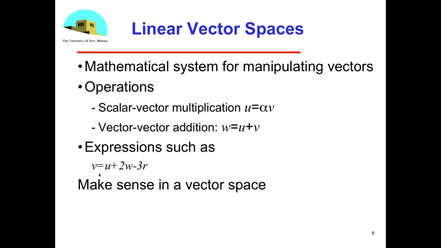Okay, so you can write expressions like this, and you say, well, why does that make sense? Well, it makes sense because what you're doing is you're multiplying the vectors by constants. So 2 times w is a vector. Minus 3 times r is a vector. We add the vector plus vector, we get a vector. U plus a vector is a vector. So this is a valid operation.